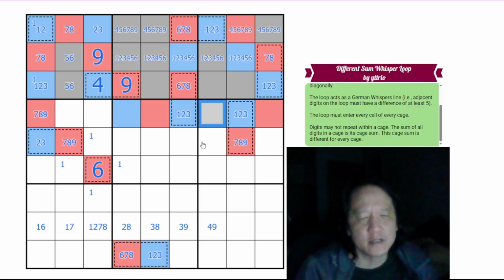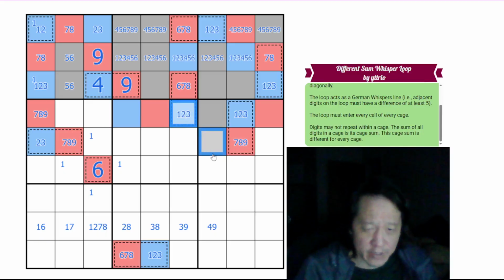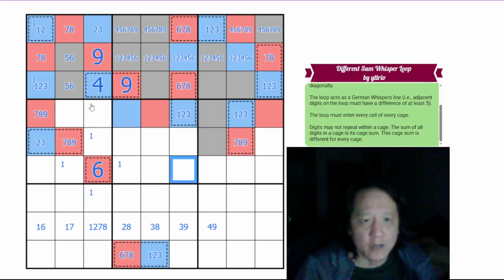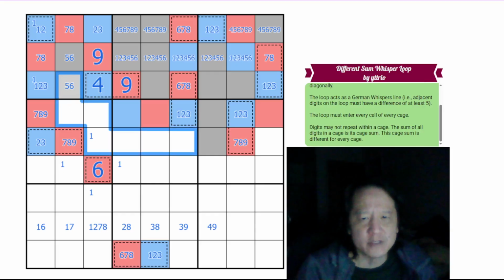This can't connect because it would be touching itself. This can't connect because it would be touching itself diagonally there. None of these can be touched because it would be considered touching itself. So this must go this way then. And this is a 1.